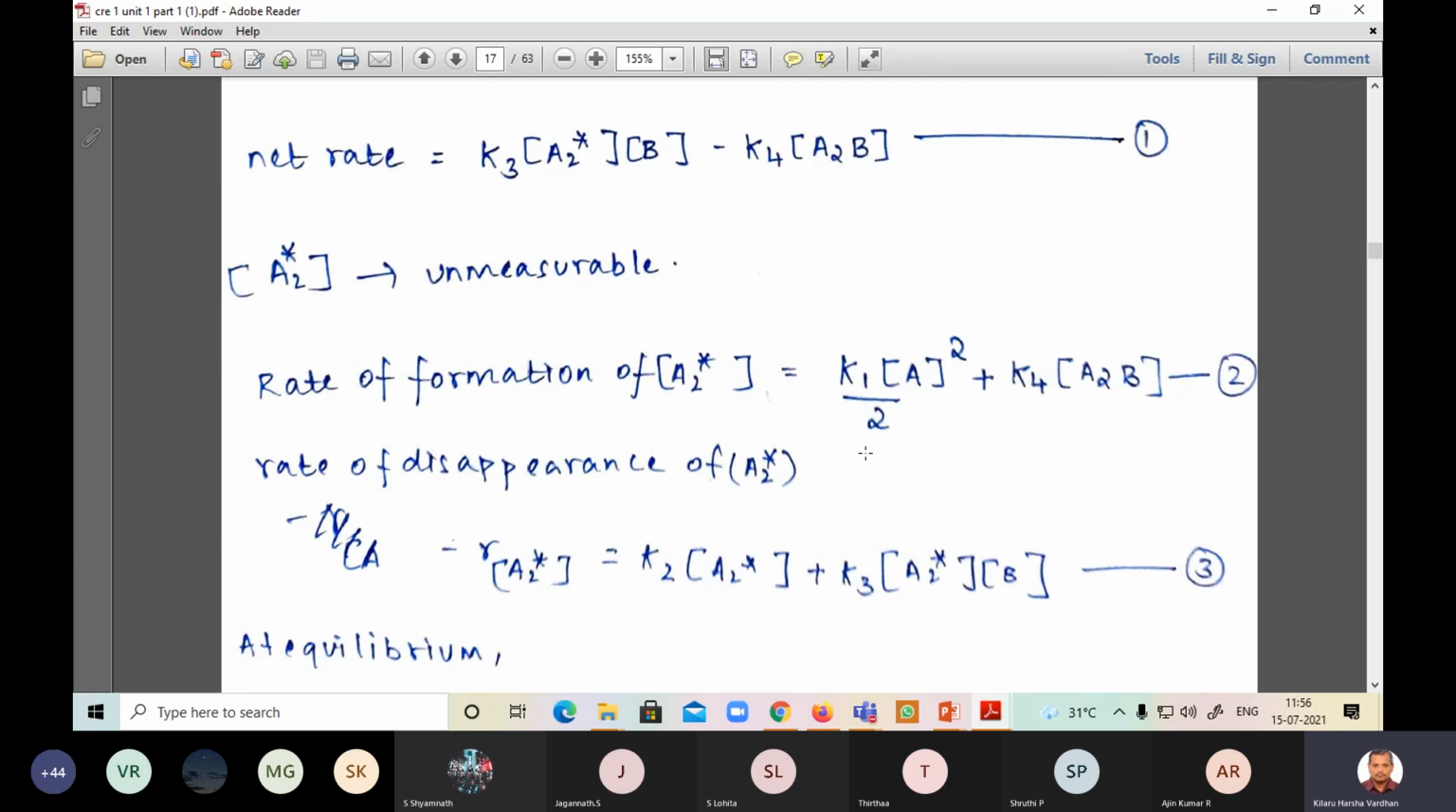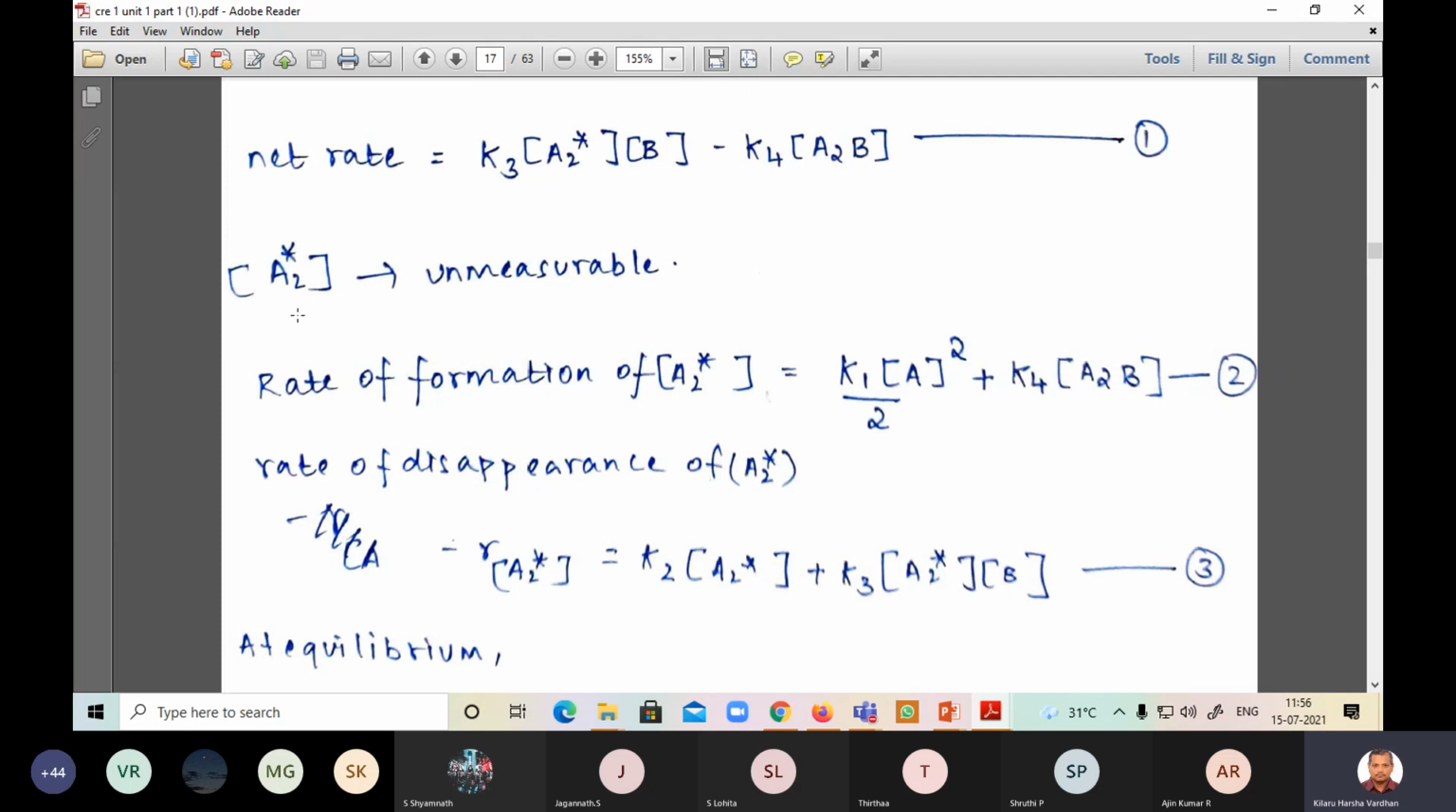Any other doubt? Can I go ahead with the next one? Only writing these 3 steps is important. The rest is all just manipulating these 3 equations so that you get the final form. Can I go for the next?